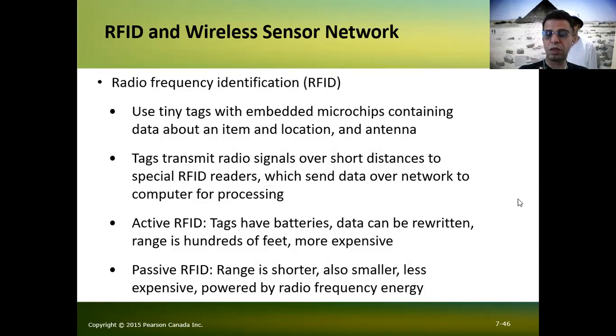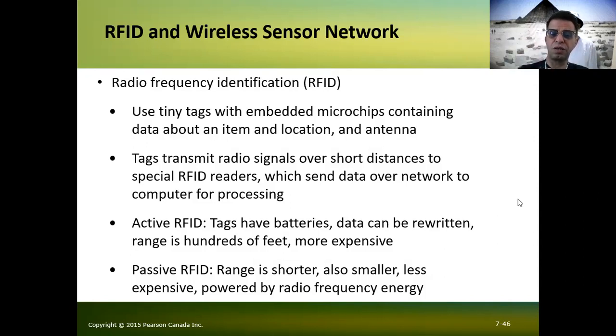We do that. We did that also for warehousing. We did that for another government for allocating their tools, PCs and desktops and all these things. So there's radio frequency identification. It uses a tiny tag with embedded microchips containing data about an item and location. You enter that data, and an antenna.